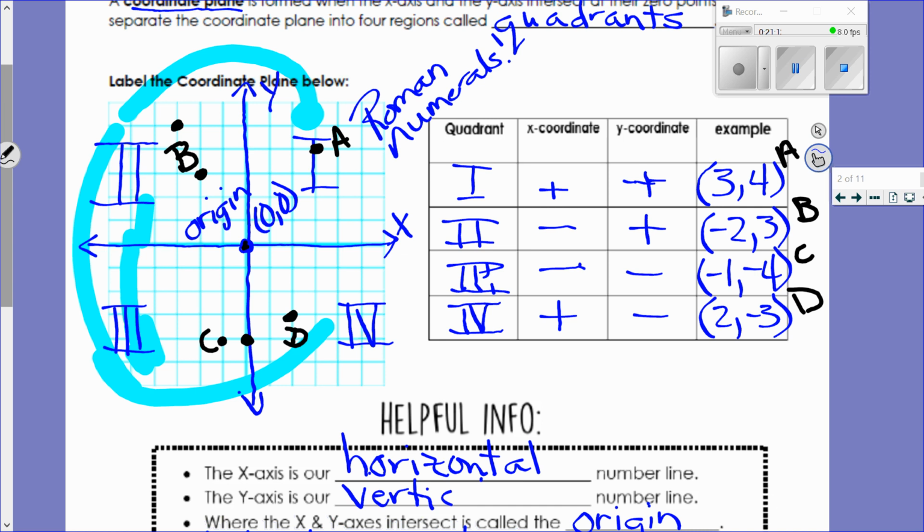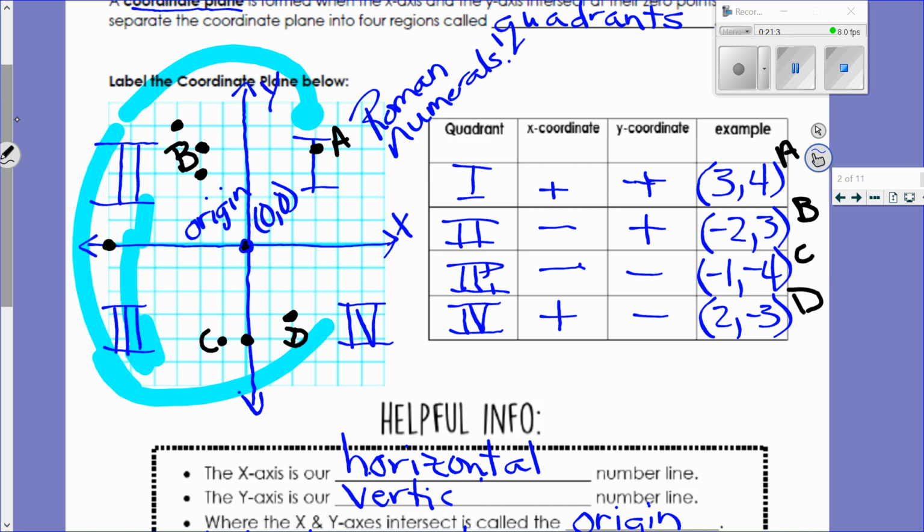The third one over was negative 6, 0. Again, start at origin. Negative 6: 1, 2, 3, 4, 5, 6. 0, I don't go up or down. It's right there. That is on the x-axis. The next one, negative 2, 4. Again, start at origin. Negative 2, up 4: 1, 2, 3, 4. Also in quadrant 2.